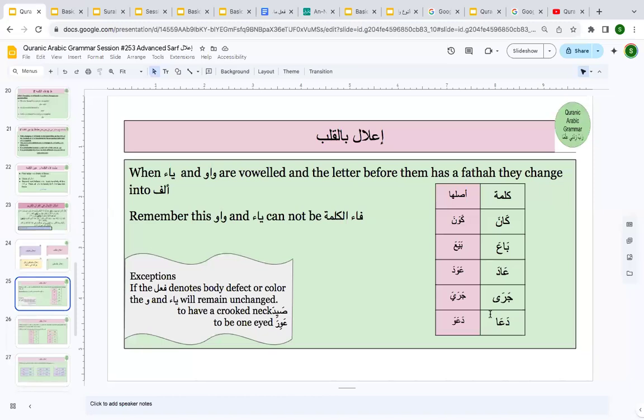Let me give you an example of yarda. What is the root letter? Where is the alif coming from?